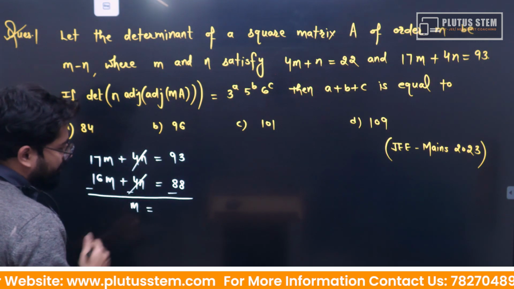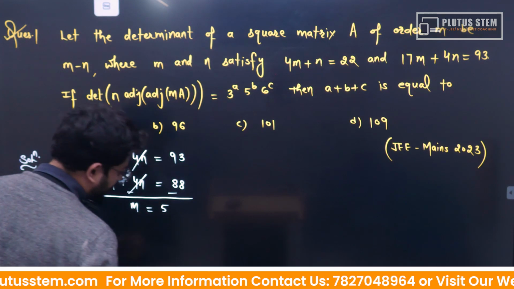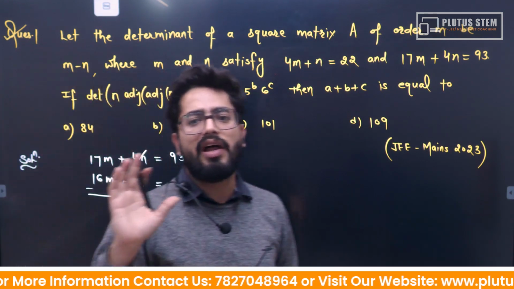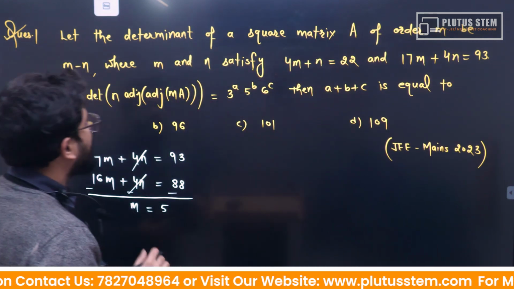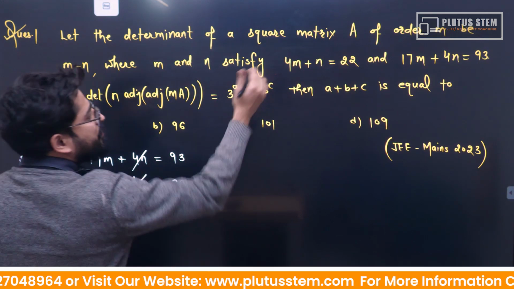So 1 into m, m is equal to 93 minus 88, that is 5. So the value of m is 5 now. Next, just put the value of m in this equation.